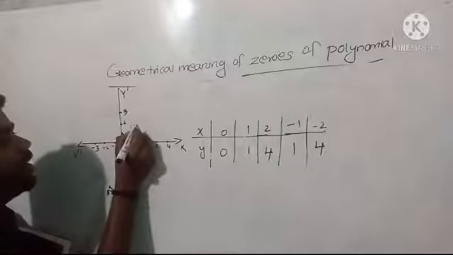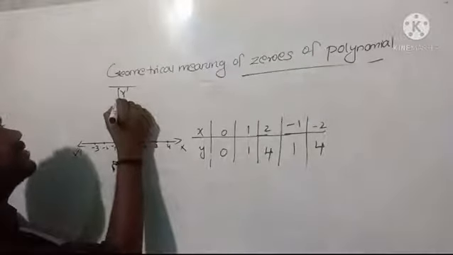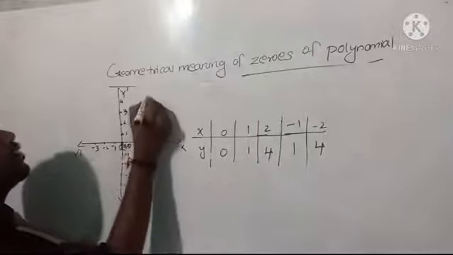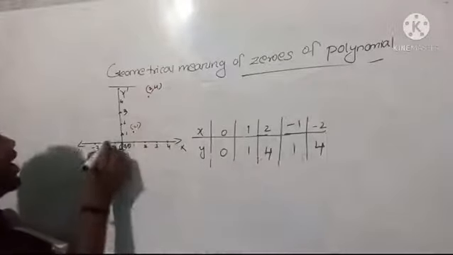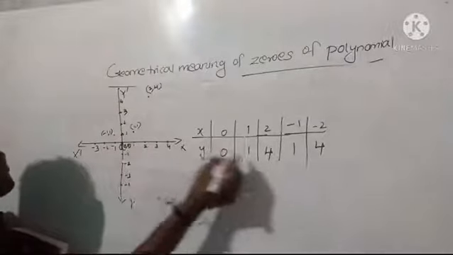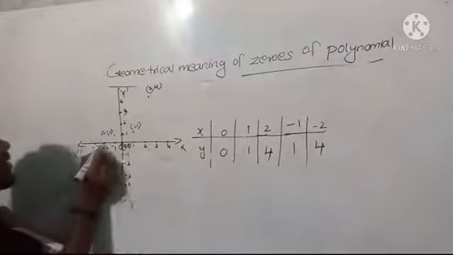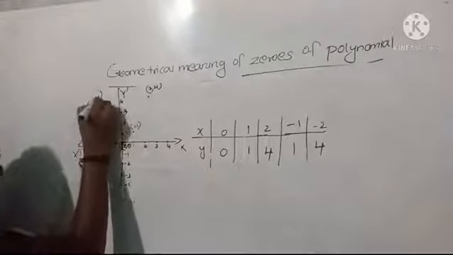So this point is (1, 1). Then (2, 4): x-axis 2 and y-axis 4. So (2, 4) is here. And the point (-1, 1) is coming like this. Then (-2, 4): x-axis -2 and y-axis 4, that is (-2, 4).